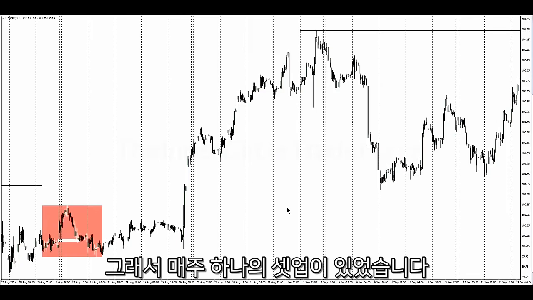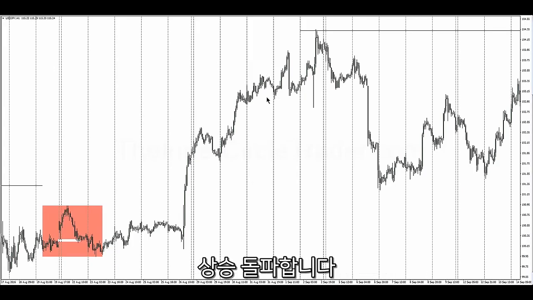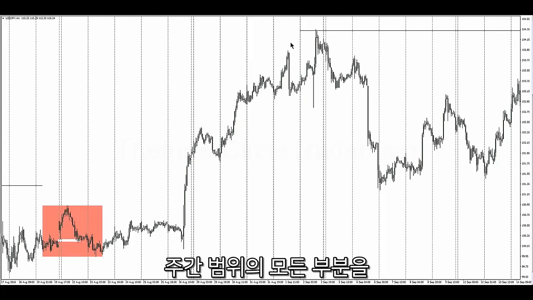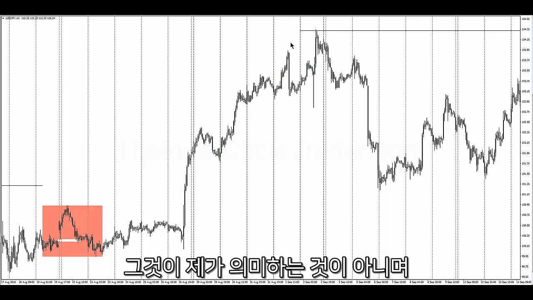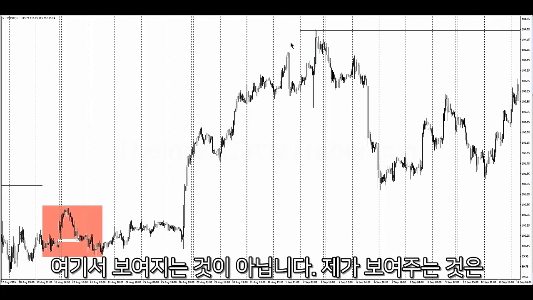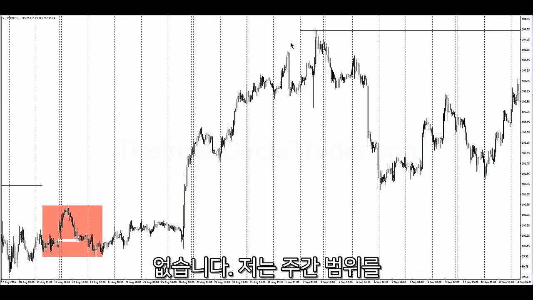So every week there's been one setup. In here we saw price rally away, comes back down to the previous order block and rallies through. It's not that you're trying to capture every piece of the weekly range. That's not being illustrated here. What I'm showing you is how you can find one setup per week. It doesn't require you to have the entire weekly range.